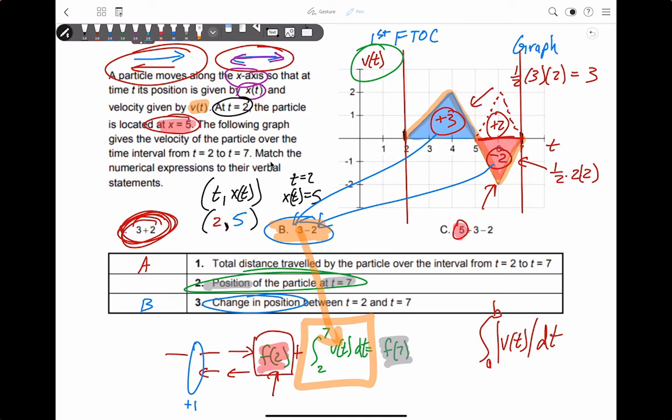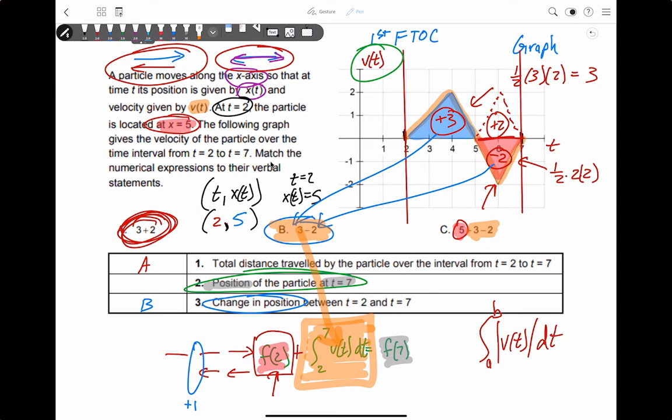The change that was accumulated was all of this displacement. So it would be 5 plus 3 minus 2, which would give us 6. So the position at time t equal to 7 is going to be 6. Nonetheless, this will be C. All right.